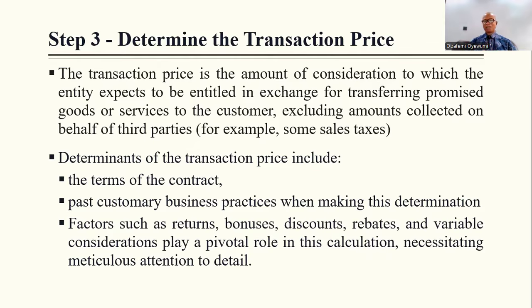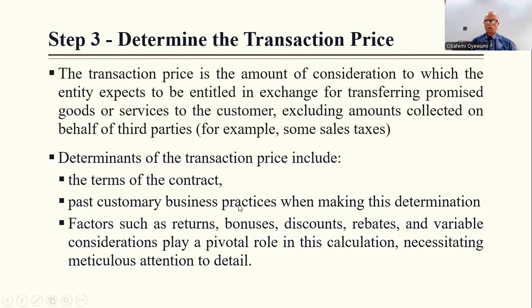What are the various factors that will help to determine this? Number one is the terms of the contract. So you look at the terms of the contract, you'll be able to see it there. Past customary business practices when making this determination, okay? And then factors such as returns, bonuses, discounts, rebates, and other considerations play a pivotal role in this calculation. Okay, so you must pay attention to this because it's very, very important. These are factors that you must consider.